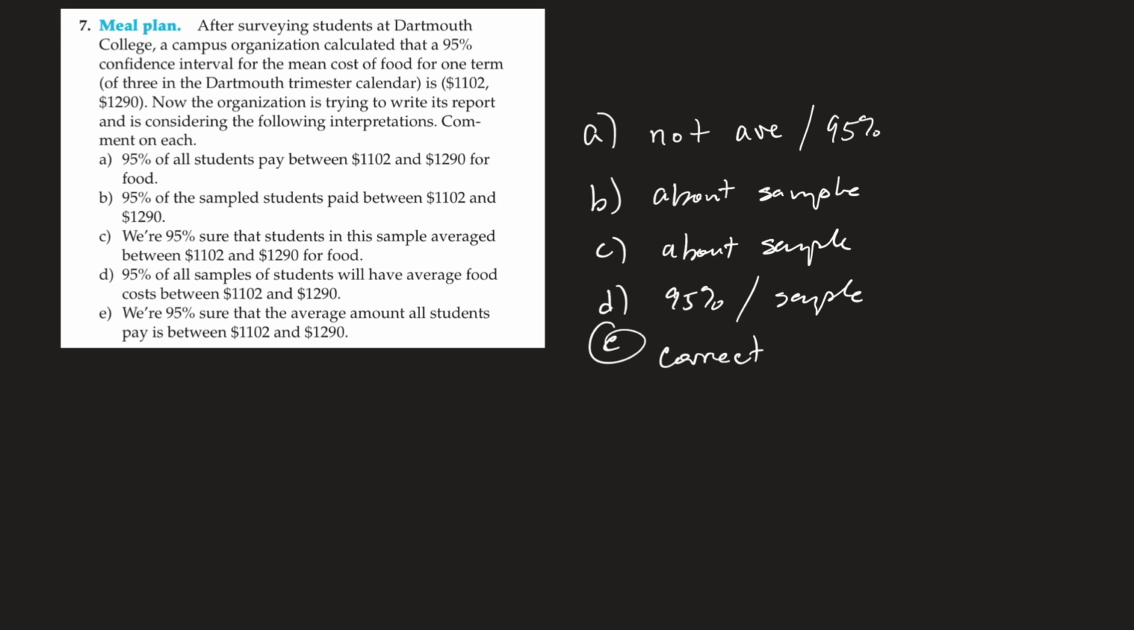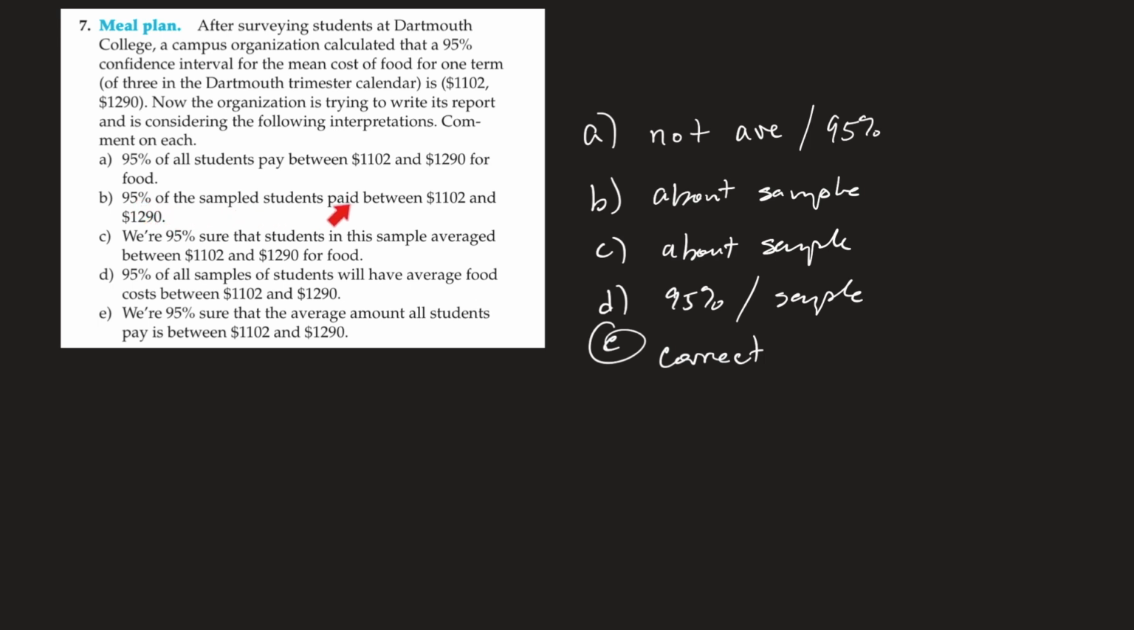Letter A says 95% of all students. Okay, that's already wrong. It's not 95% of all students. It's you're 95% confident, or 95% of the samples taken. In this case, they're also telling you that it's going to be exactly 1102 to 1290. There's not going to be 95% of all students between exactly this number and exactly this number. That's incorrect.